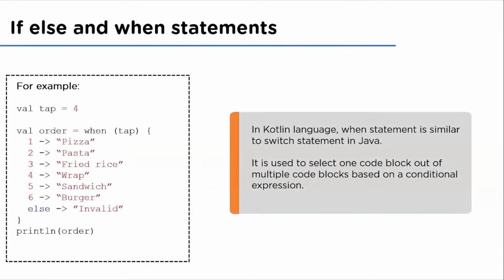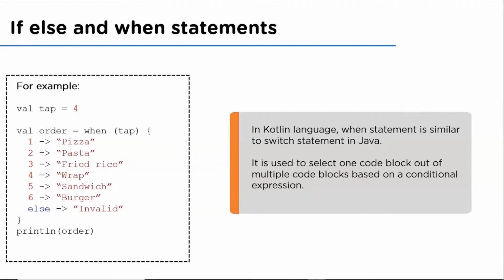When statements in Kotlin are similar to switch statements in Java. When statement is used to select one code block from multiple code blocks based on a conditional expression. The code block which satisfies the condition is executed. For example, as you can see, the value 4 is assigned to the variable tab. Now, whichsoever value matches with the value of tab, that particular code block will execute.